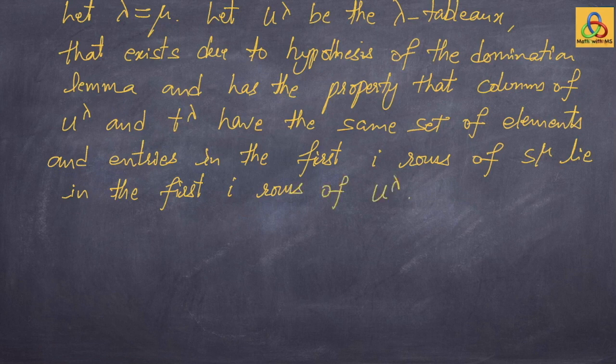Since lambda is the same as mu here, taking I equal to 1, we see that entries in the first row of S lambda lie in the first row of U lambda.